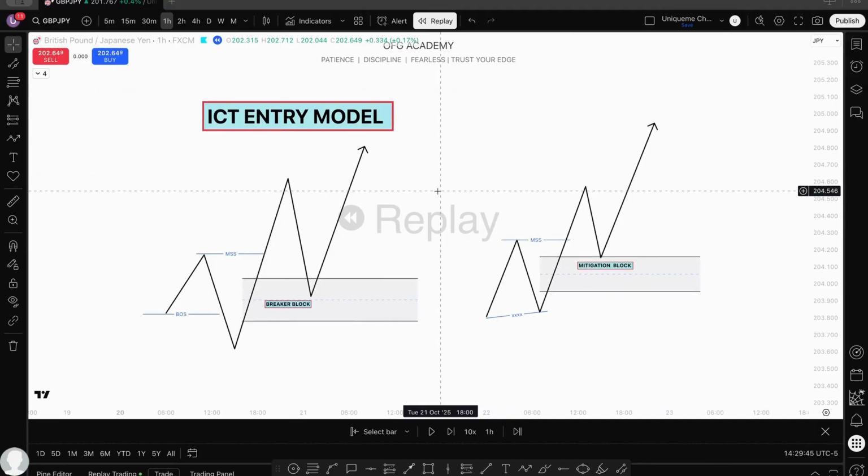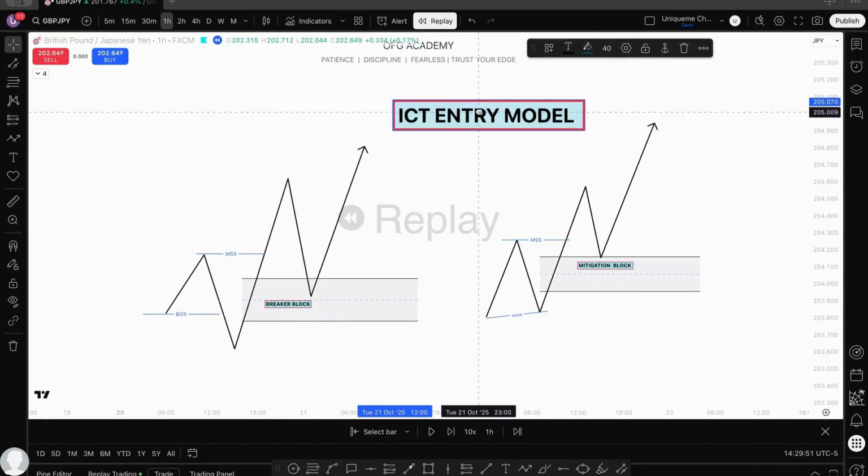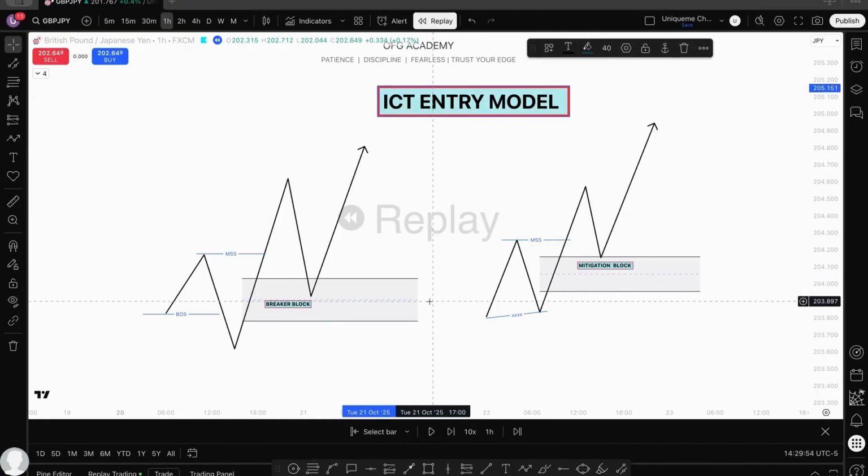Before I go further with this topic, I want to say something that many people are struggling with: understanding breaker block and mitigation block. But the first thing I tell anyone I'm trying to guide is to go and master market structure. I learned that market structure is marked in the basic and the advanced way, and the moment you can understand both, it becomes very, very simple for you.